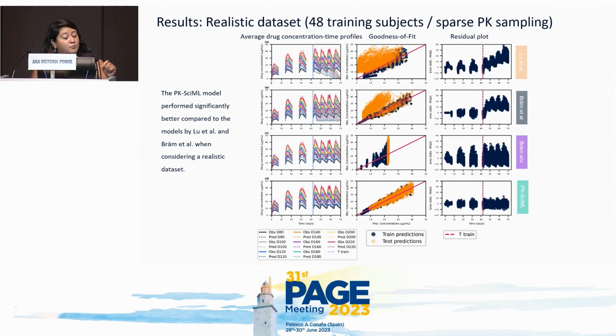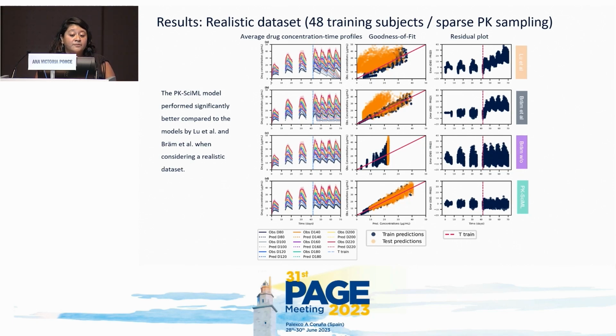If we now look at the Bram without model, we can see that after the training time, for all patients, for all time records, and for all doses, we have the same value predicted for all of them, which can be seen from this vertical line in the average concentration. We can also see it from the goodness of fit plot in that model, where there is a cluster of orange dots around the concentration 22.